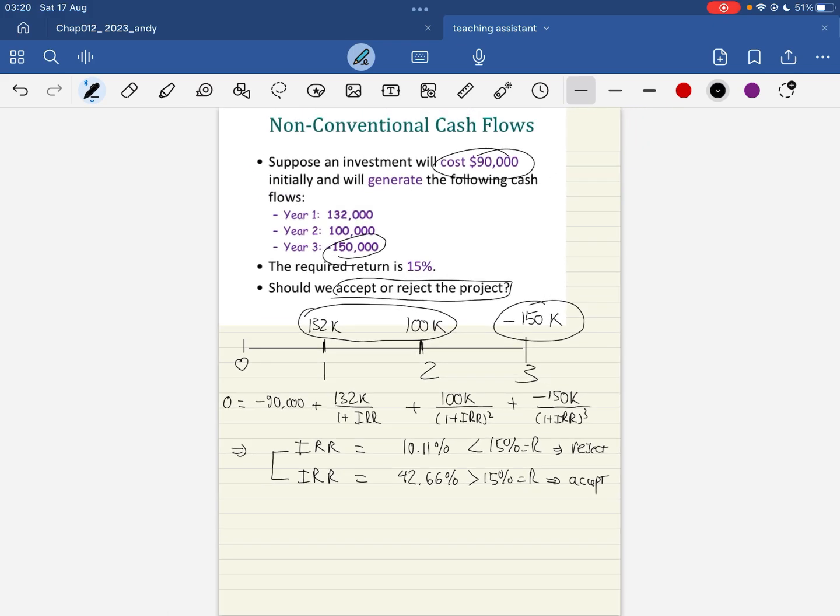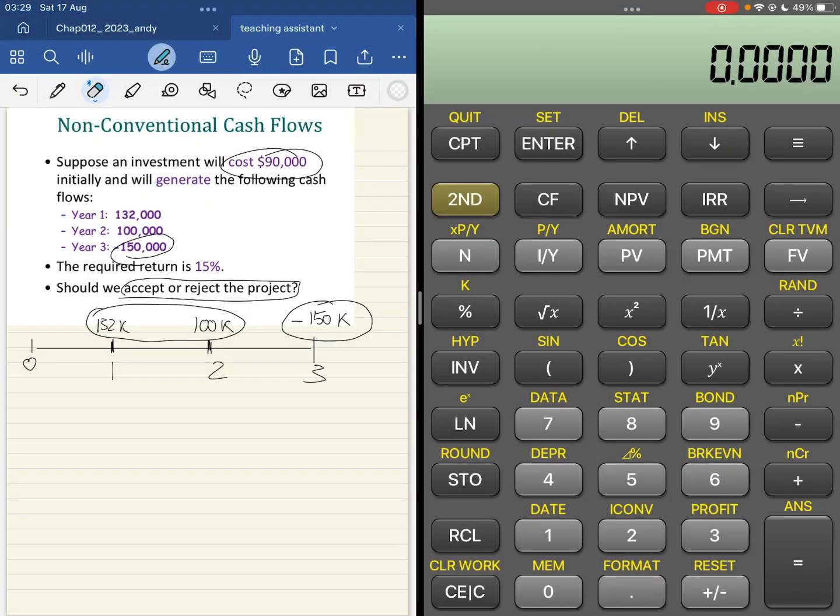Now, let's try to do this exercise by using the NPV method. Let's see if the NPV method gives us a different answer or not. We are now using the BA calculator in order to find the NPV of this project. First step, we activate the CF function.